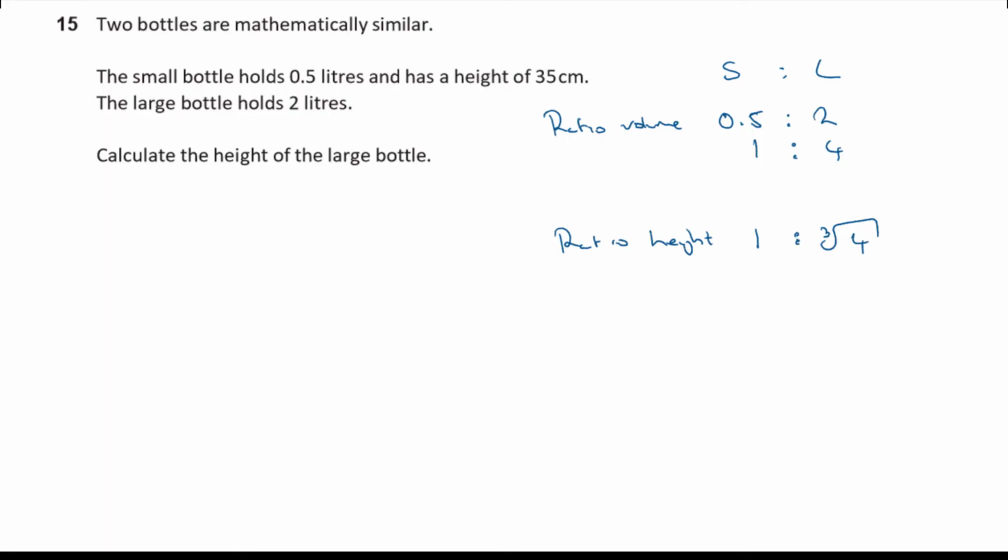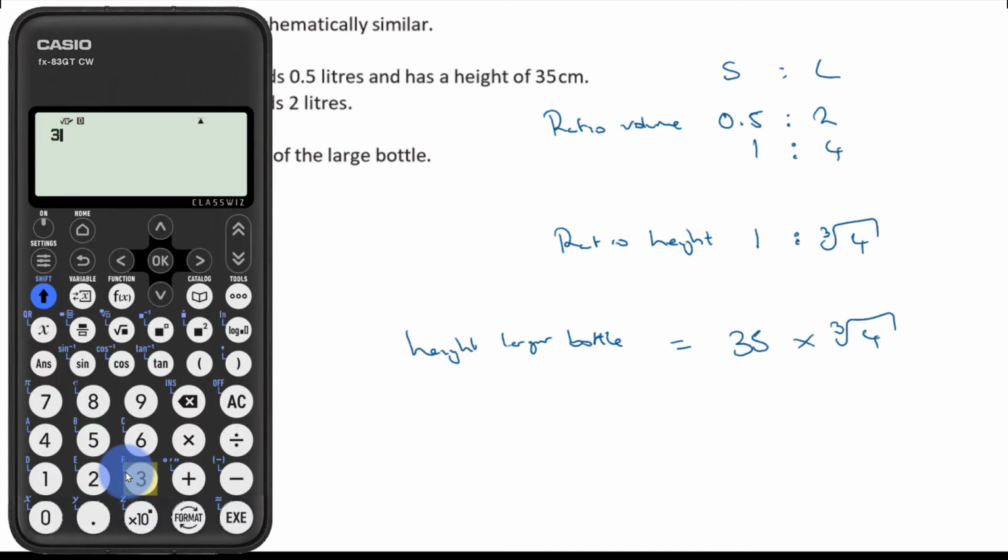volumes. Okay, so I know that, and I'm going to use that to work out the height of the larger bottle. So the height of the larger bottle is going to be the height of the smaller bottle, which is 35, times the scale factor of 1 to cube root of 4, isn't it? So I'm going to times 35 by the cube root of 4. What's that then? 35 times cube root of 4, I make that 55 and a bit. I'm going to round it off to 55.6, I guess.